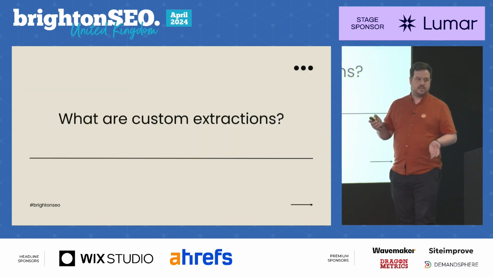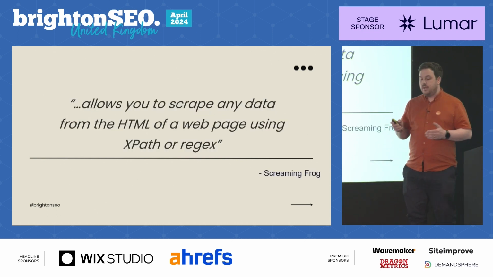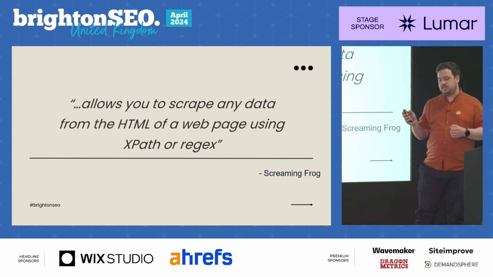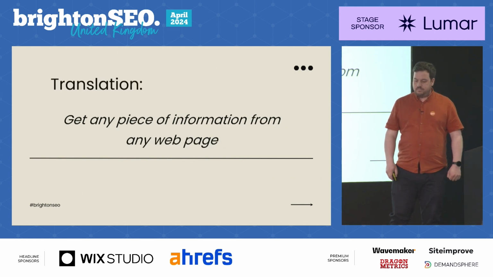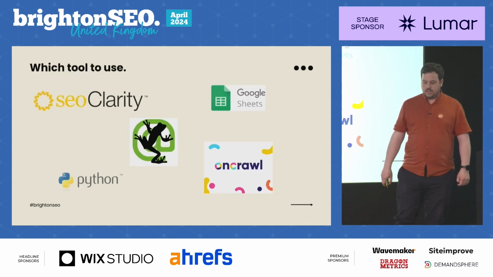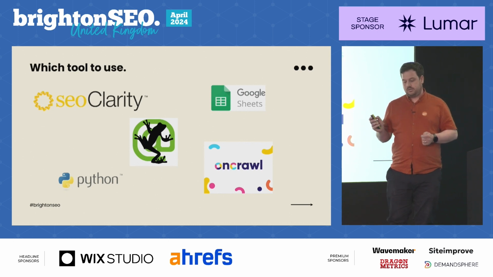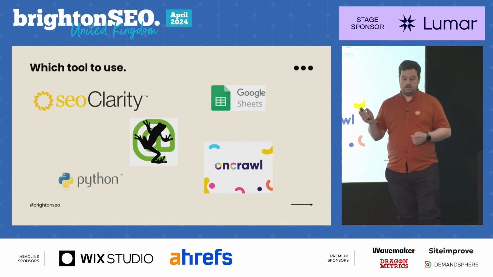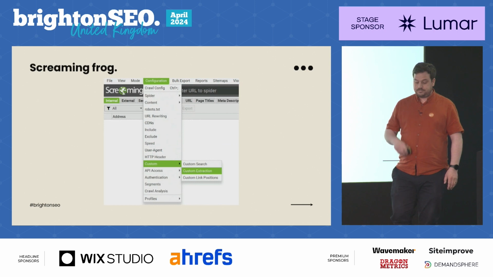So we'll start with the basics. What is a custom extraction? According to Screaming Frog, a custom extraction allows you to scrape any data from the HTML of a web page using XPath or regex. Translation: get any piece of information you want from any web page. There are several tools which can do this. I'm going to be focusing on Screaming Frog, but other tools are available, including Google Sheets, or you can build your own tool if you want to.